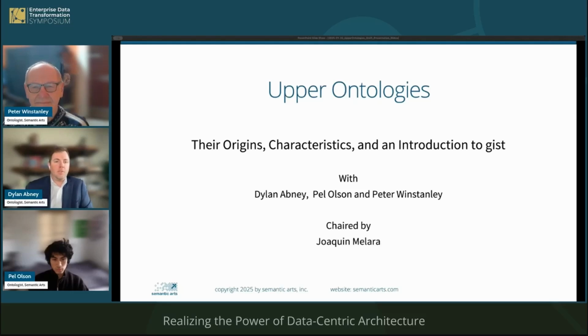The focus of this session is going to be on upper ontologies, their origins, their characteristics, and we're also going to have an introduction to GIST, which is the upper ontology that we develop in-house at Semantic Arts. I'm Dylan Abney. I'm joined with Pell Olson and Peter Winstanley. We're all ontologists at Semantic Arts.